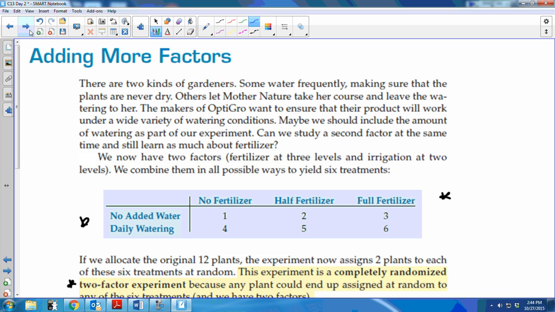You can also have multiple factors, and if you have multiple factors, that's okay. You just have more treatments.